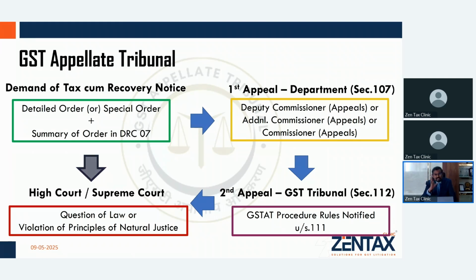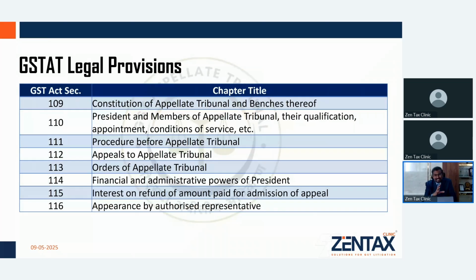So with respect to the GST Appellate Tribunal, is there only one section? Is there only one rule that we are going to discuss that we need to really decipher? Or are there multiple provisions under the GSTAT and the rules thereunder which need to be understood? With respect to the GST Appellate Tribunal, the legal provisions contained in sections 109 to 116 become completely relevant.